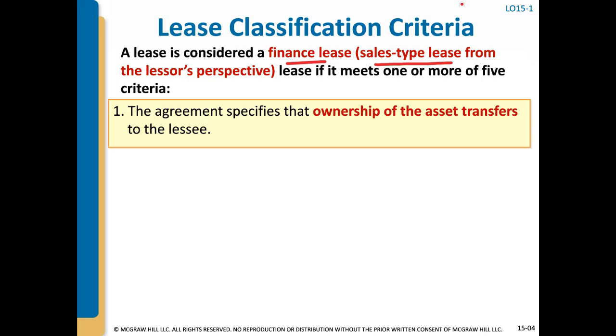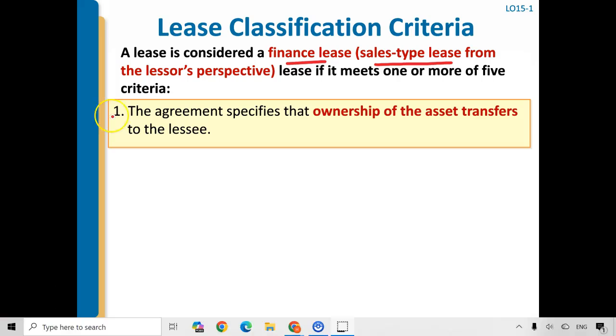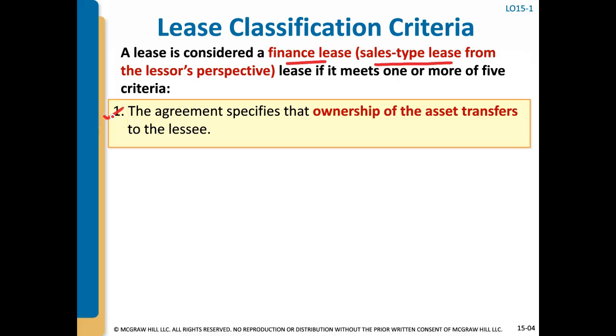Number 1 is probably the easiest, in that the purpose of the finance lease is to see if it's more like a sale. So if the agreement specifies that the ownership of the asset transfers to the lessee, that's definitely more like a sale, and it would be considered to be a finance lease.